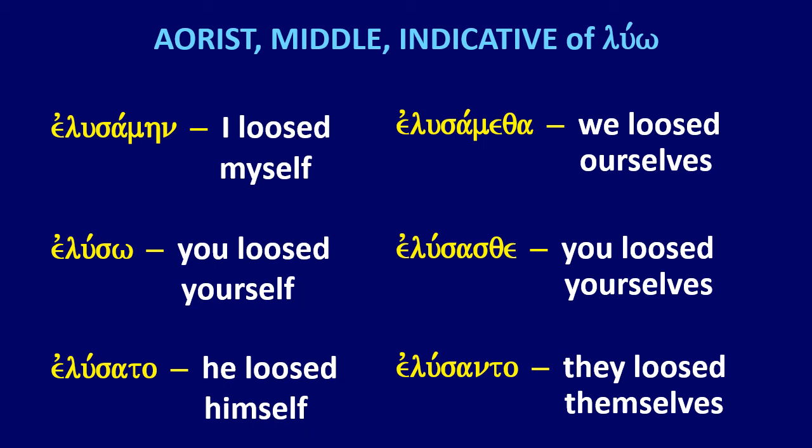But here I've provided the reflexive concept for you, just again to make it simple to memorize a translation to go with each of these spellings for the aorist middle indicative of luo. And first person singular, we have elusamen. Second person singular, eluso. Third person singular, elusato.